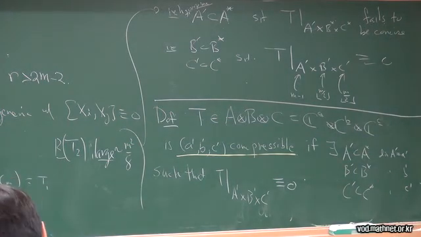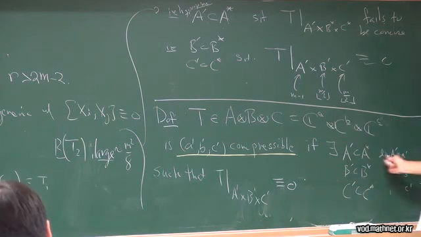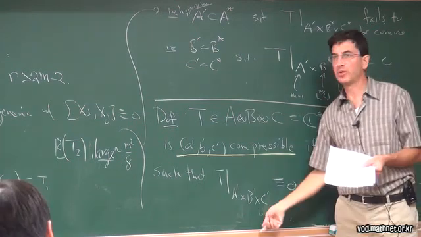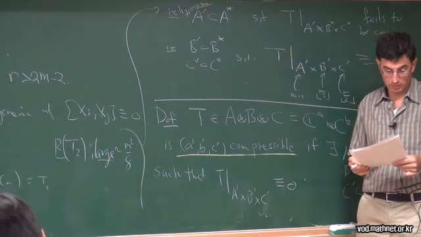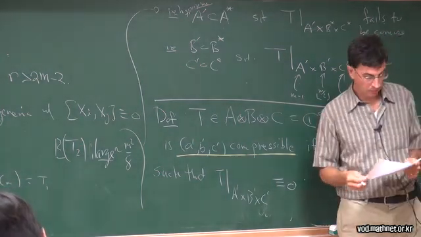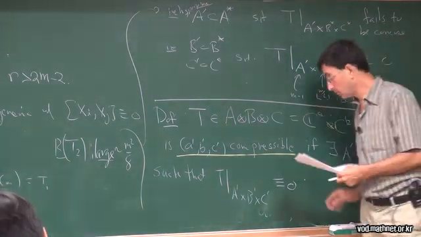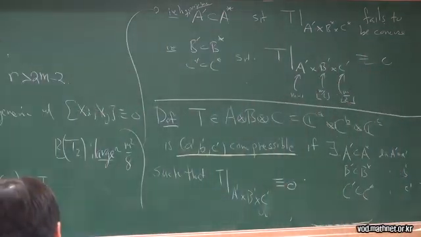So the first question is, when is this condition non-vacuous? It may happen that if I take A prime, B prime, and C prime sufficiently small, then even a generic tensor restricted to some very small space might be 0. So let's address that question.